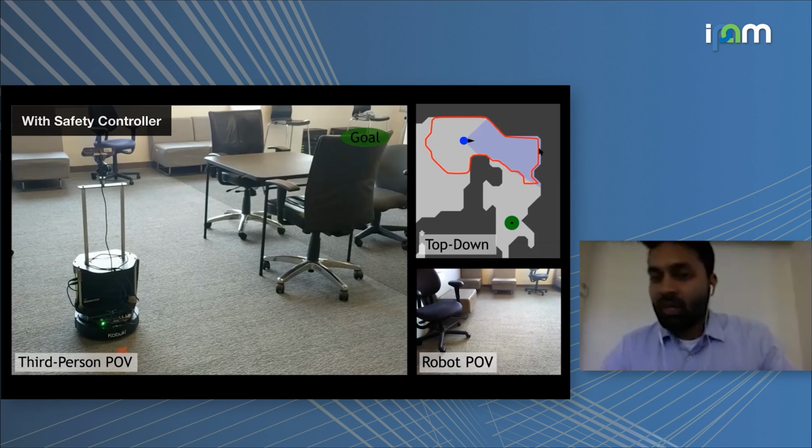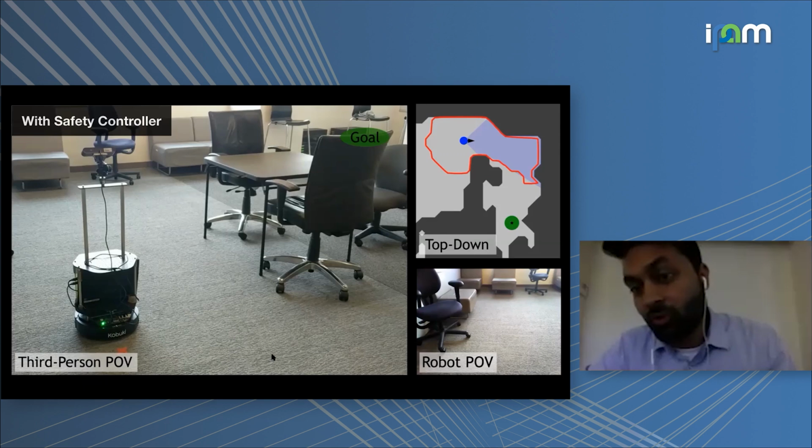Which can be pretty interesting because you saw this jerky behavior in the video when I played it, and that is because of the bang-bang nature of the Hamilton-Jacobi reachability solution, which we can overcome by using control barrier function or other optimal control-based methods.